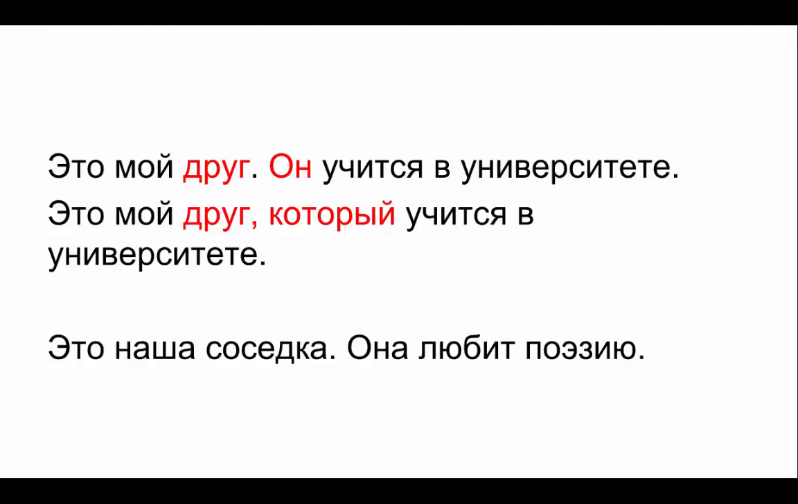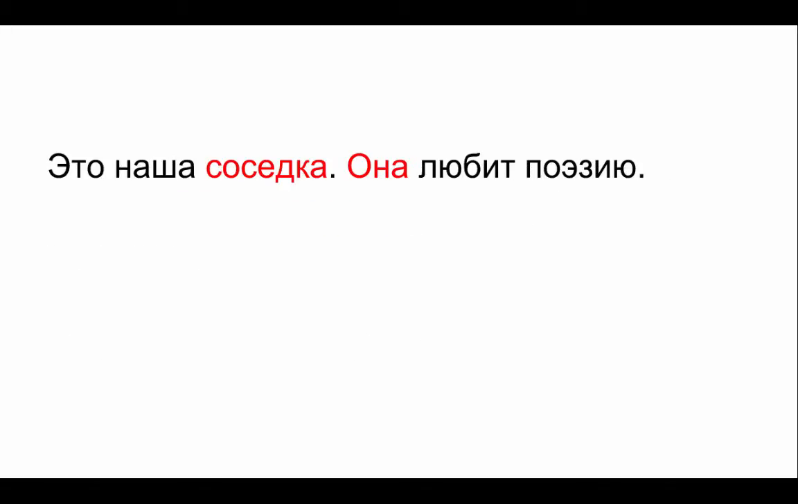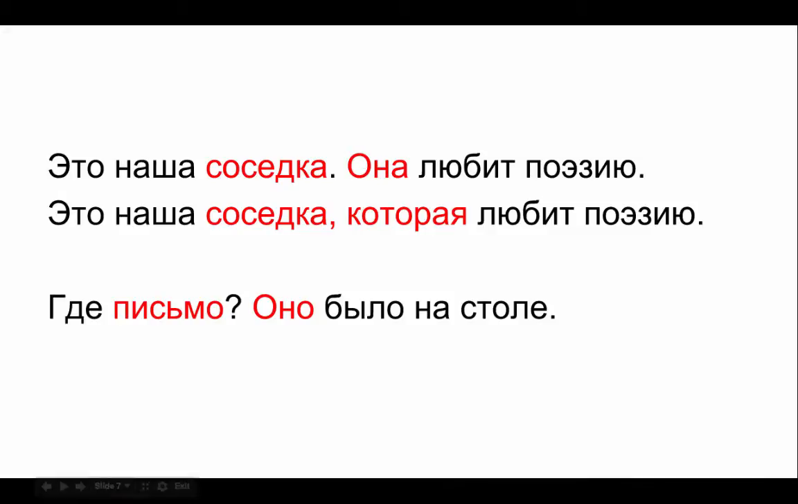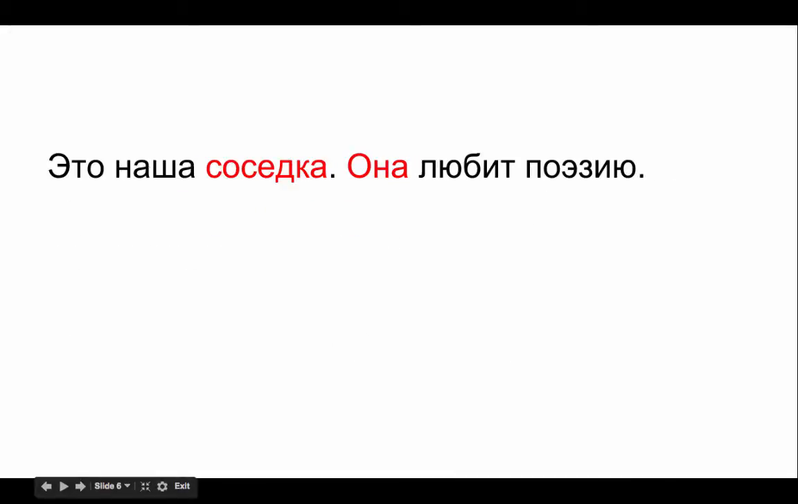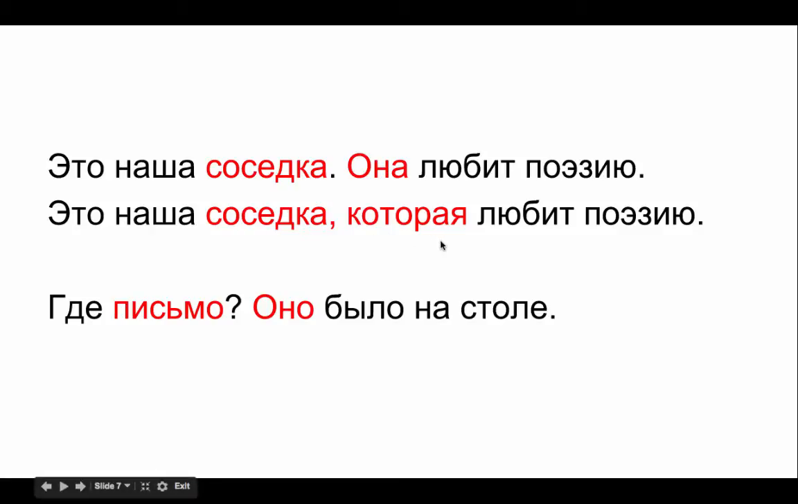Let's try another one. Это наша соседка. Она любит поэзию. What's the repeated element here? Это наша соседка. Она любит поэзию. We could even say соседка любит поэзию. So how will we replace the second one here with который? Это наша соседка, которая любит поэзию. Did you notice the difference in the form here? Why does this one look different from this one? What part of speech is который? If you're thinking it's an adjective, you're right. And so what it does is it agrees in gender with the thing that it's replacing. Друг, masculine, so который is masculine. Соседка, feminine, so которая, feminine.